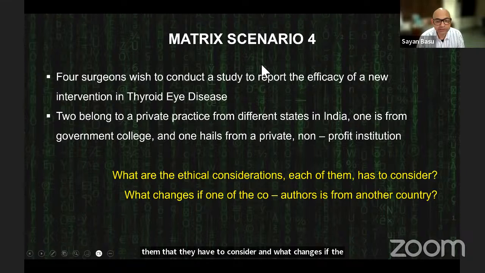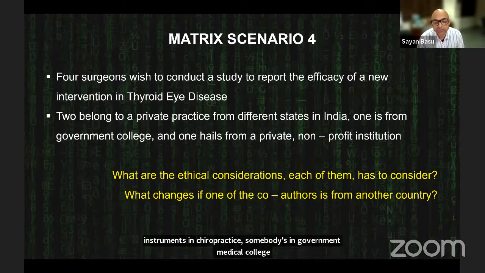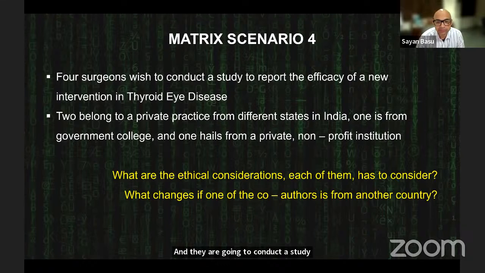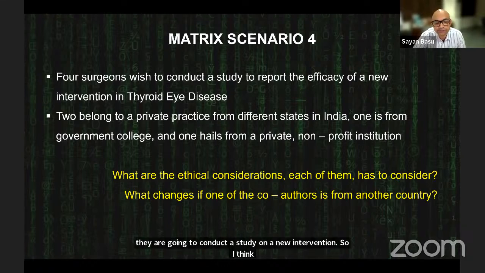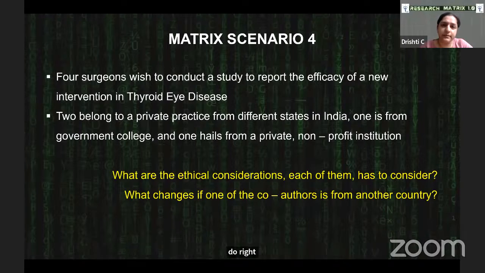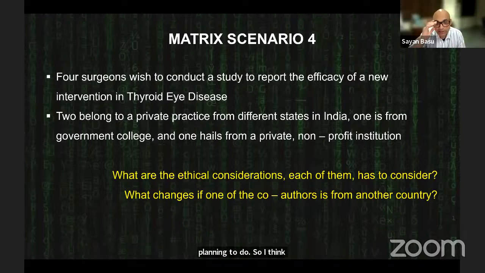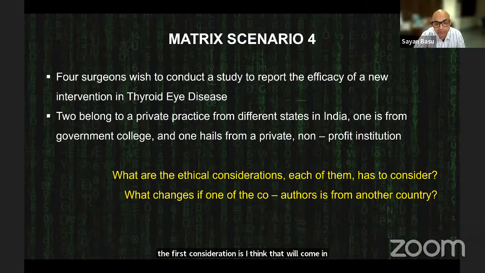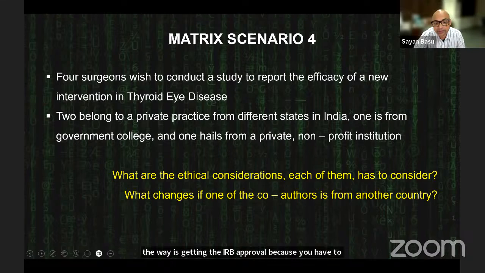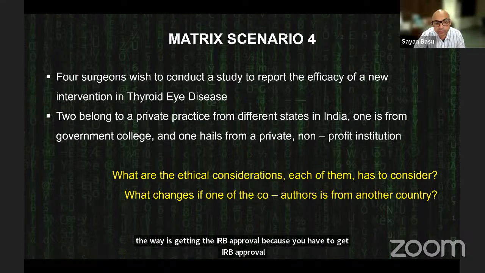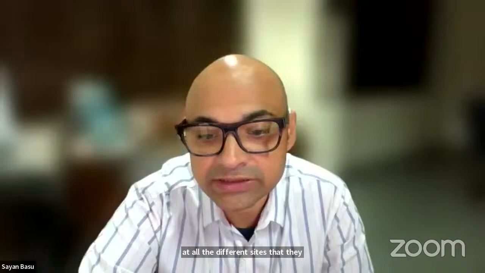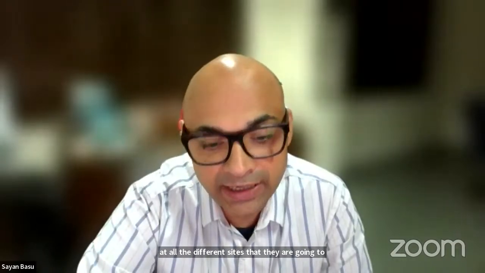So you have four surgeons. They are all in different institutes. Somebody is in private practice, somebody is in a government medical college, and they are going to conduct a study on a new intervention. So I think this is something prospective that they're planning to do, right? The first consideration is getting the IRB approval, because you have to get IRB approval at all the different sites where they are going to recruit the patients or do the intervention.